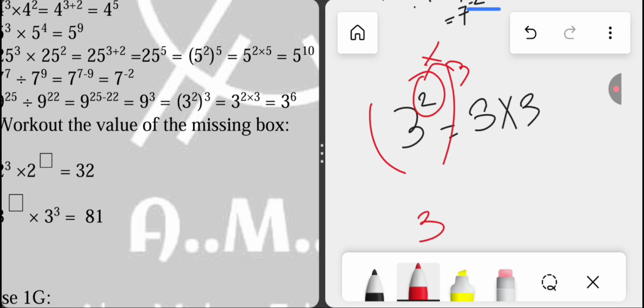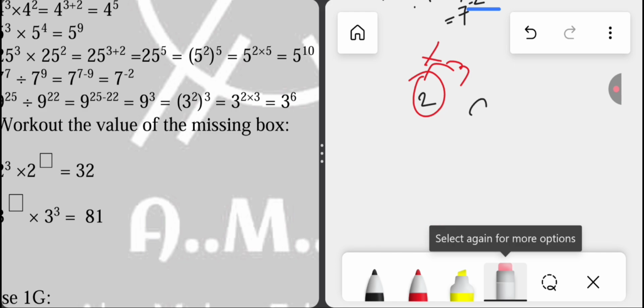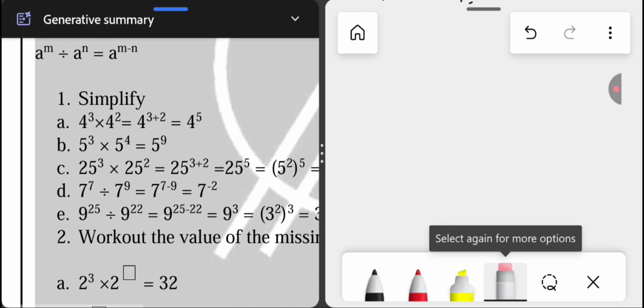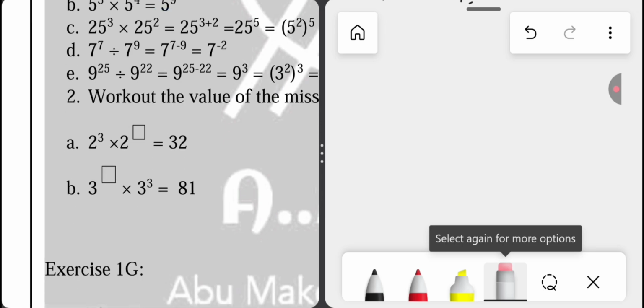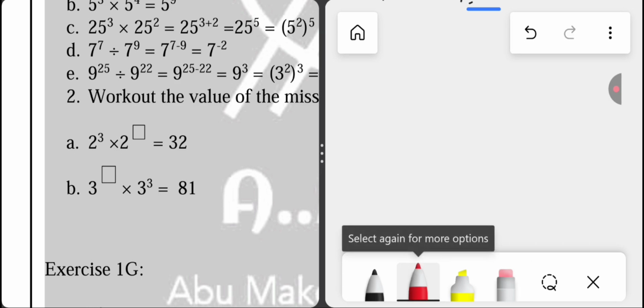So which will ultimately give us 3 to the power 6. And this is all for question number 1. And let's start question number 2, which is missing boxes.